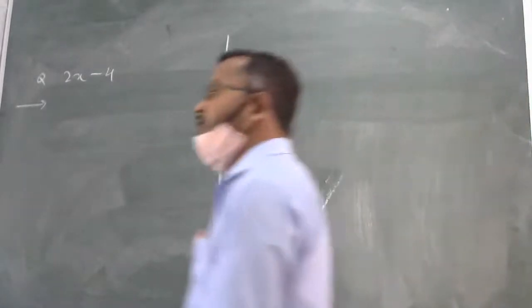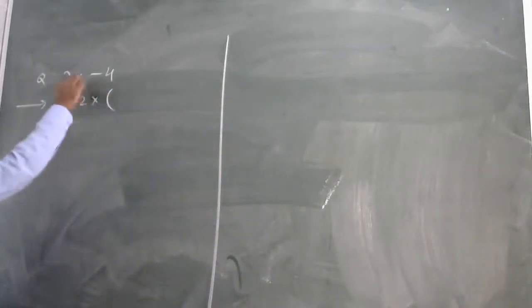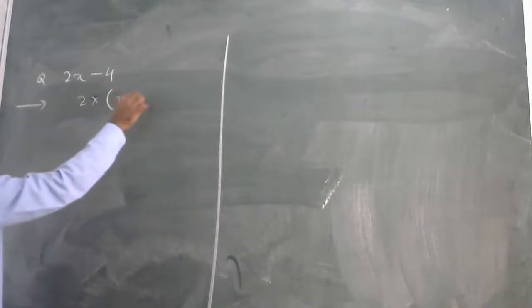Okay, what is the answer? 2 into x minus 2. 2 is common. If you take 2 outside here, x will be left out. And here, minus 2 will be left out.